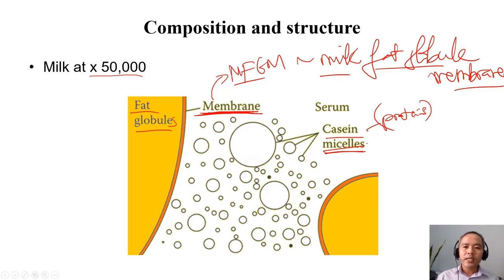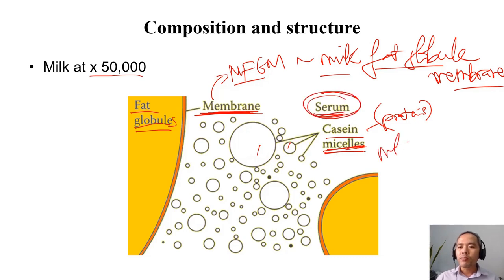The molecules of casein come together and form micelles of different sizes. Now it's a kind of large size that we can see in the image like this. Okay. Now if we remove the fat globules, and if we remove the casein micelles, the remaining is called serum.